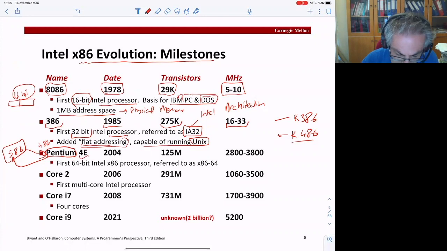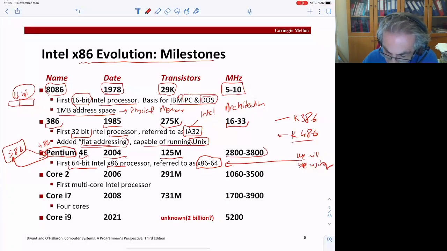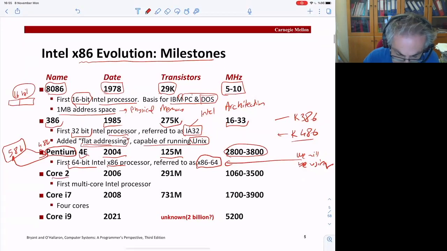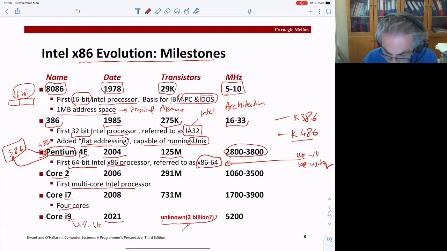And this Pentium was the first 64-bit Intel processor, which was referred to as x86-64, and this is the one that you'll be using in this lecture. This came in 2004, with 125 million transistors, and 2.8 to 3.8 gigahertz. Then came Core 2, which is the first multi-core processor, and then i7, and then i9. I think it says now 8 or 16 cores, and the transistor count is unknown, but some guess that it is more than 2 billion. It's also running at a higher clock rate.